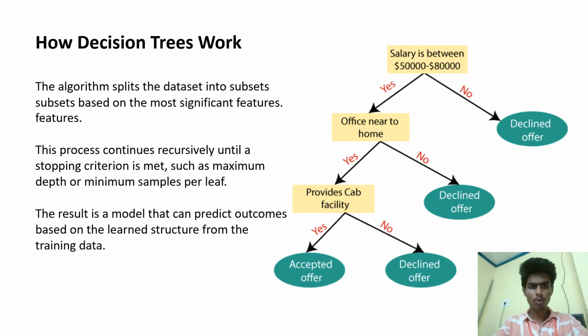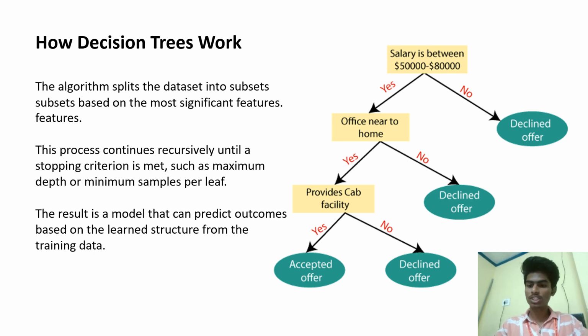Now we are discussing how decision trees work. In previous slides, we discussed the introduction to decision trees and their structure, but now we are discussing how they work. Firstly, the algorithm splits the data set into subsets based on the most significant features, meaning it will divide the data set into different decisions to take the decisions.